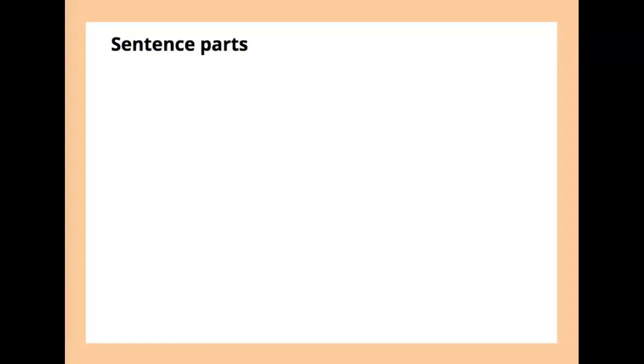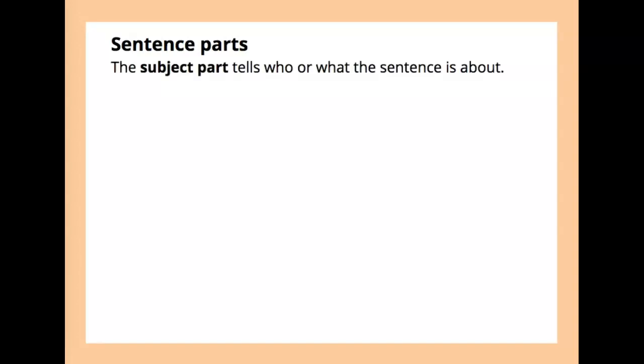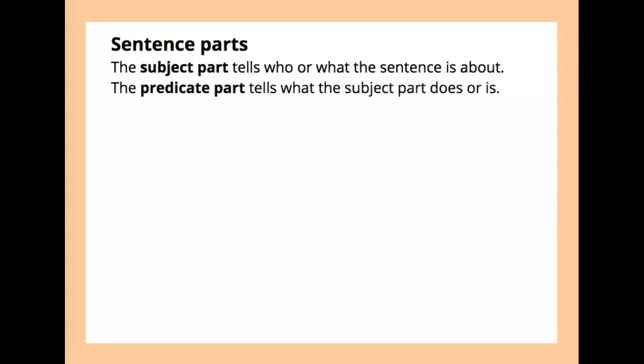What are the two main parts of a sentence? The subject part and the predicate part. The subject part tells who or what the sentence is about, and the predicate part tells what the subject does or is.